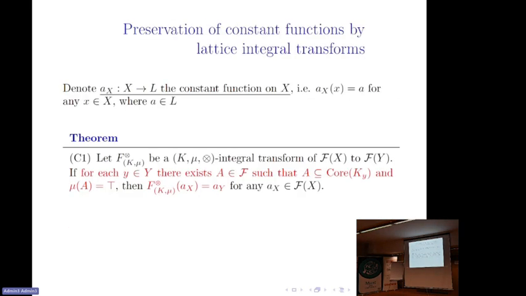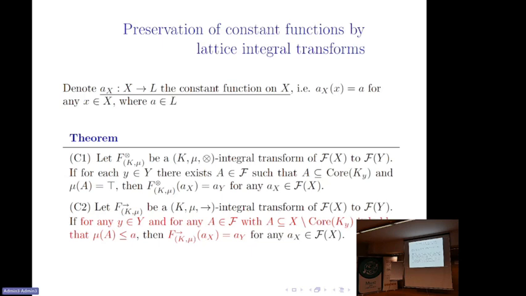Now I will skip this, and what is very important here is the preservation of constant functions by lattice integral transforms. So I have two conditions. Here is some formalization. What are the C1 and C2 conditions? C1 is the condition under which this fuzzy transform preserves constant functions. C2 is that this lattice integral transform preserves constant functions.